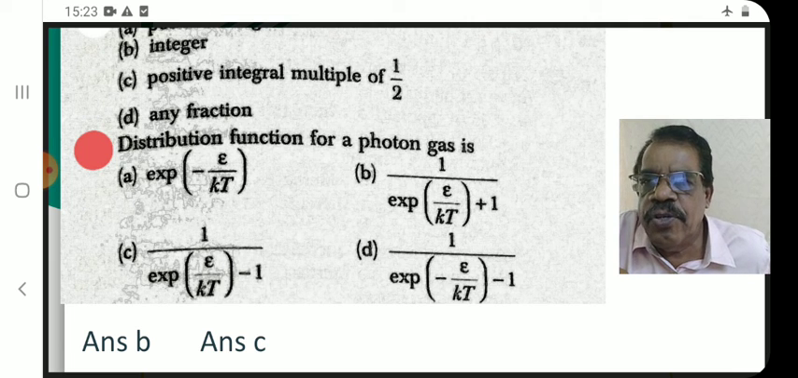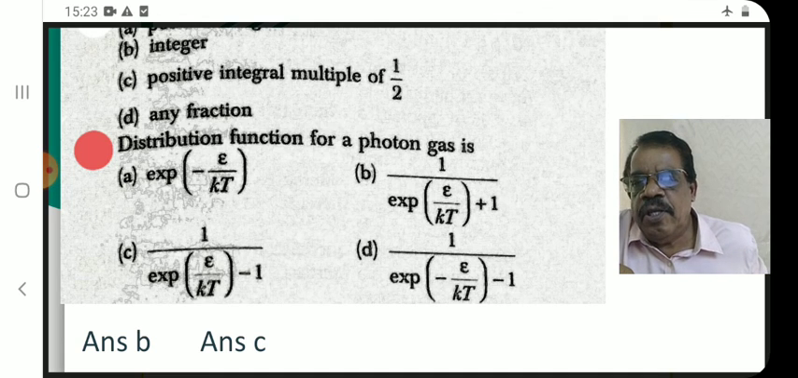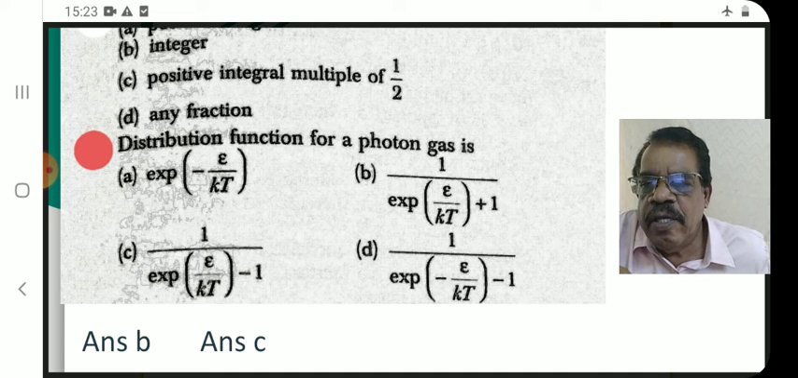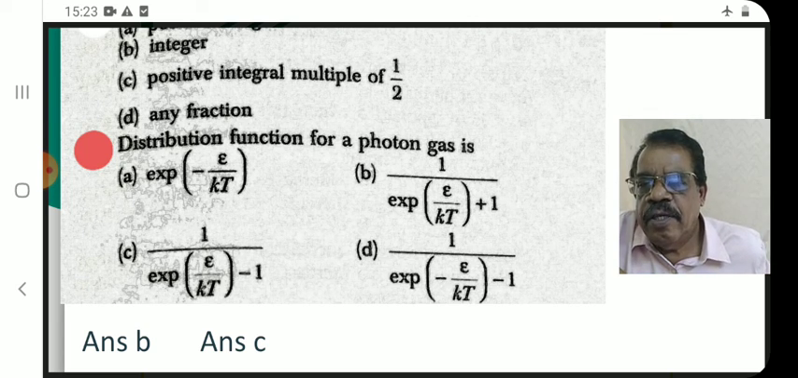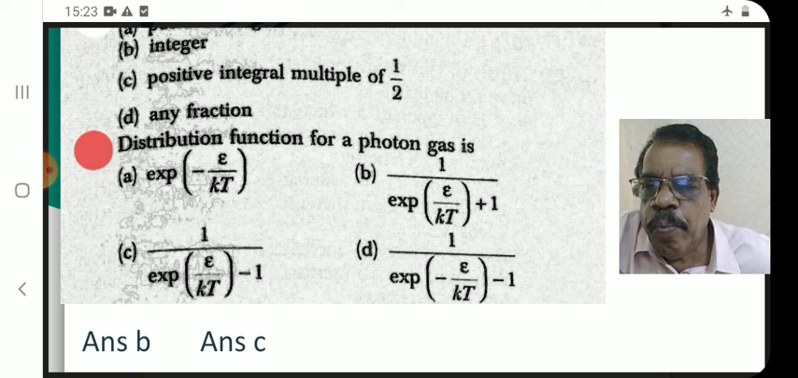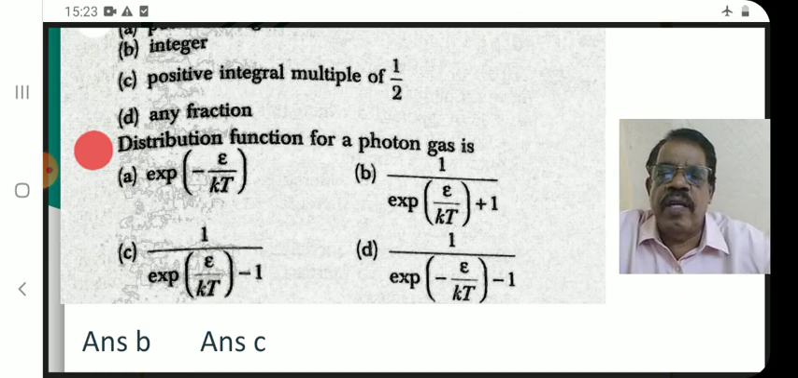So f is equal to 1 by e raised to alpha plus beta epsilon i minus 1. Alpha is taken as 0. So beta is 1 by kT. Energy we can write as epsilon. So f is 1 by e raised to epsilon by kT minus 1. Answer is C. You refer to the Bose-Einstein distribution law.